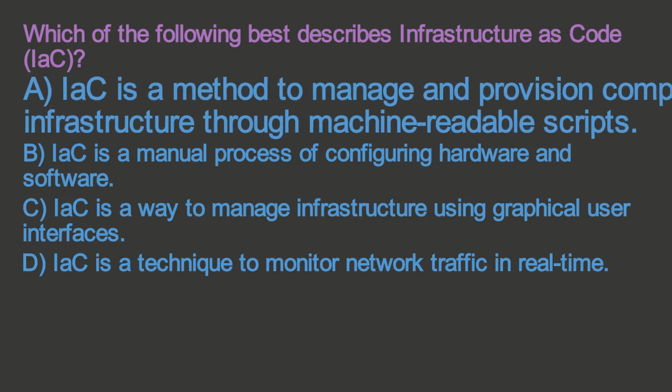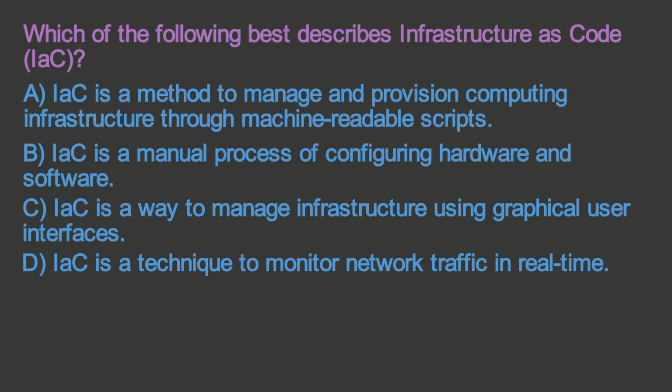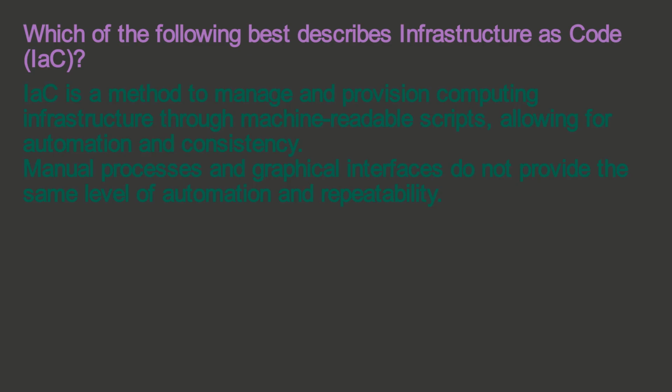The correct answer is A. IaC is a method to manage and provision computing infrastructure through machine-readable scripts, allowing for automation and consistency. Manual processes and graphical interfaces do not provide the same level of automation and repeatability.